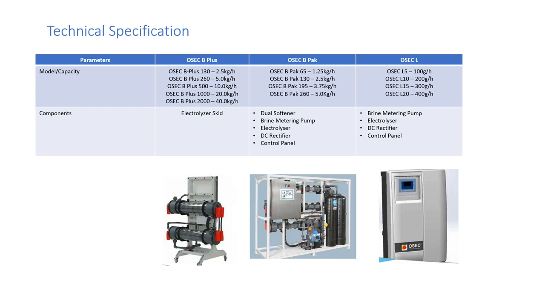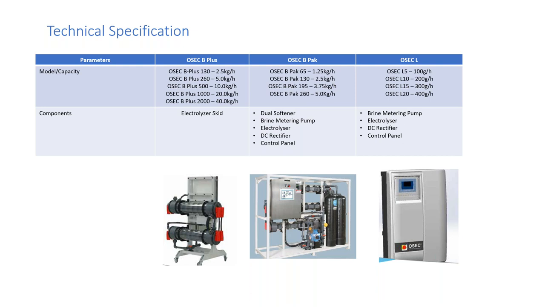What we currently have in our product portfolio are three OSEC models: the B+, the B-Park, and the OSEC L. The OSEC B+ comes with the electrolyzer generator only, and this is to provide flexibility to experienced system integrators to source the other components by themselves, as it would be more economical. The smallest unit can produce 2.5 kg per hour and the largest 40 kg per hour.